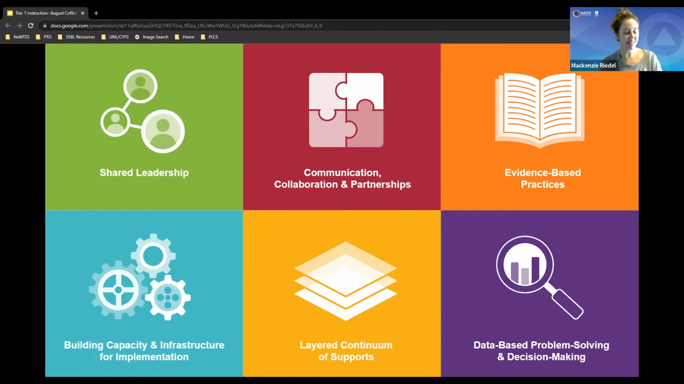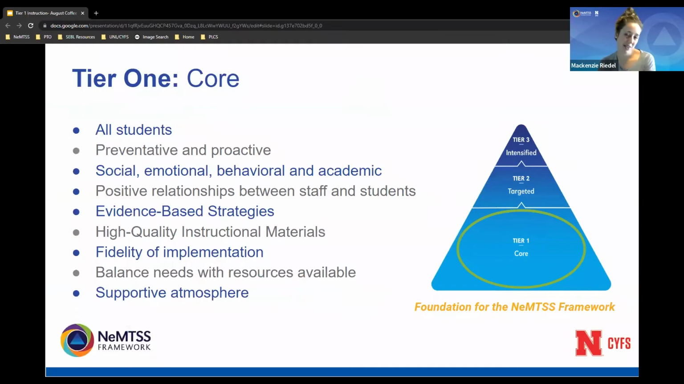So just a reminder that we have to lay that strong foundation as we are also integrating in that continuum of support of Tier 1, Tier 2, and Tier 3. So Jill's going to take it off and talk about integrating into our core instruction.